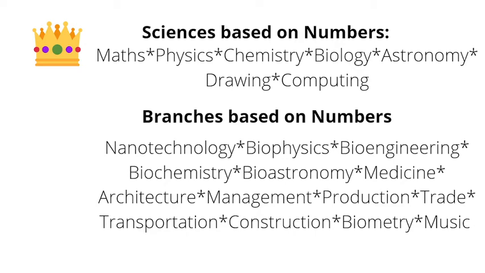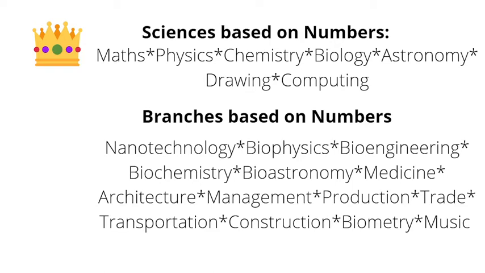Okay, and these are very interesting facts about sciences and branches of industry and our life, which are closely based on numbers. Science is based on numbers that you study at school or at universities. It's math, physics, chemistry, biology, astronomy, drawing for construction, for example, computing. And the branches based on numbers are very numerous, but we cannot enumerate them all here, just the brightest of them. Nanotechnology, biophysics, bioengineering, biochemistry, bioastronomy, medicine, architecture, management, production, trade, transportation, construction, biometry, music.